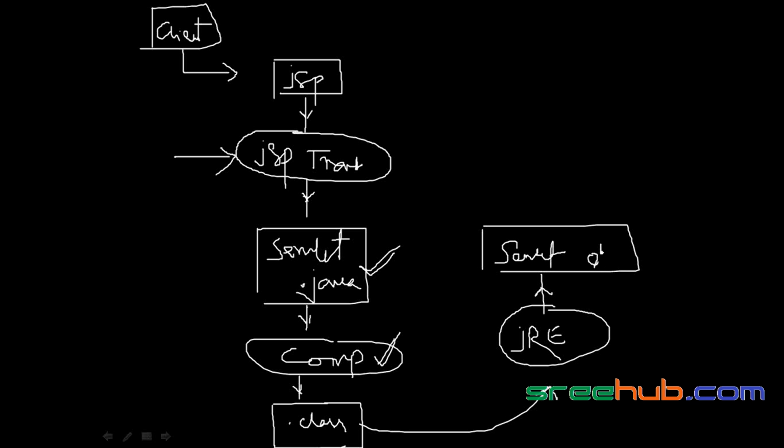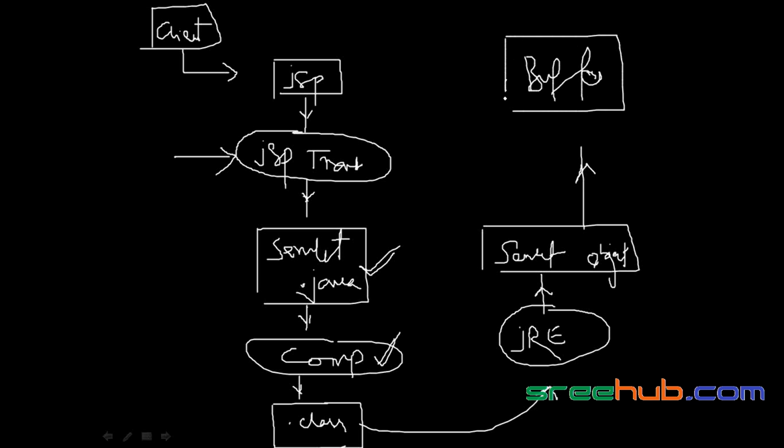Now from here, the life cycle continues. The servlet object will be converted to something called a buffer, which we have already seen. It is the dynamic content, right? And this buffer will be given back to your client.